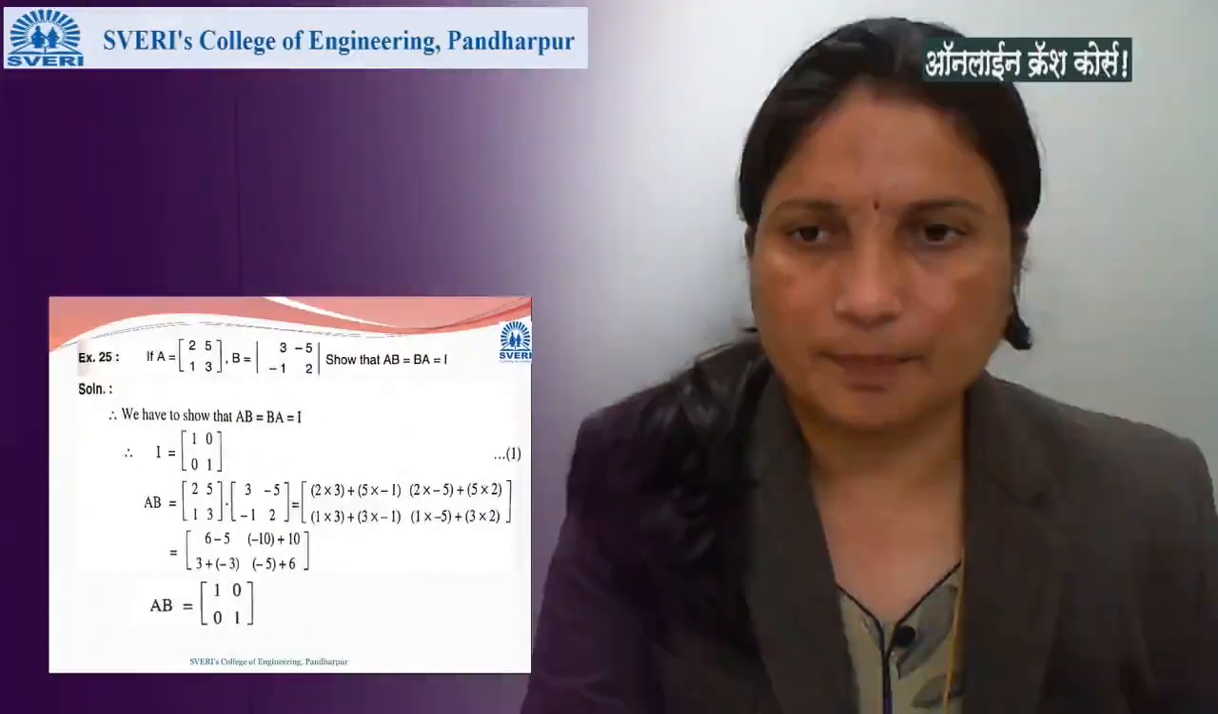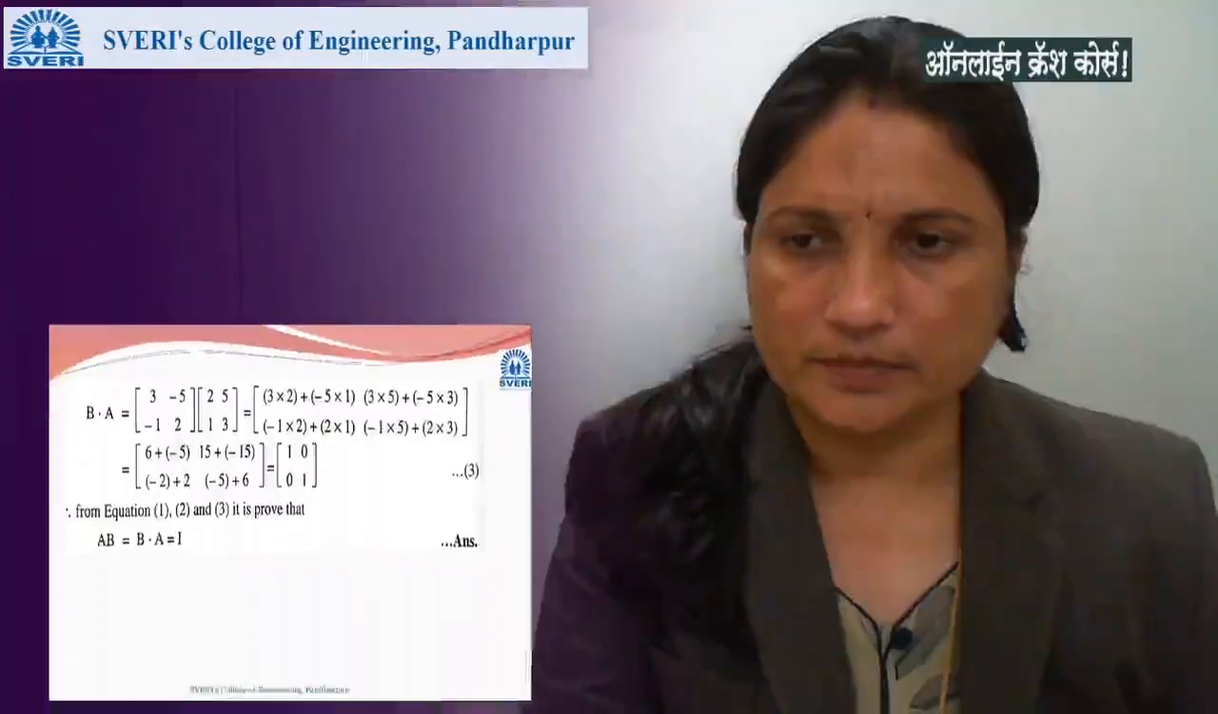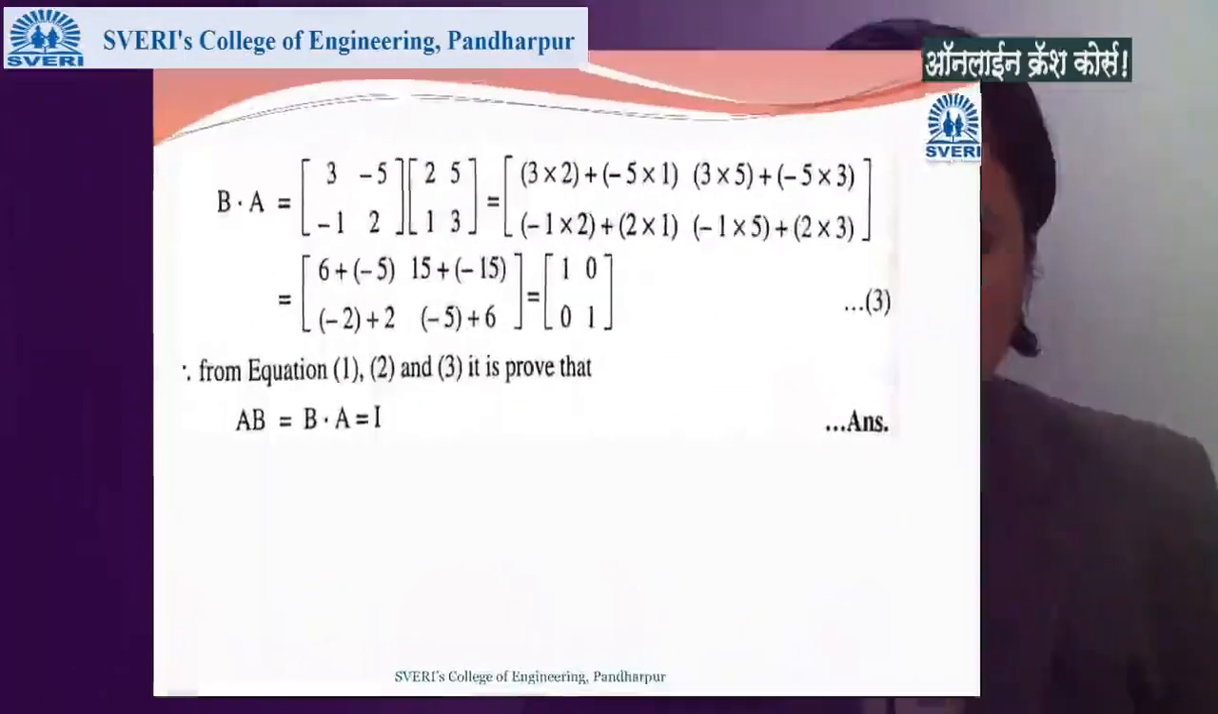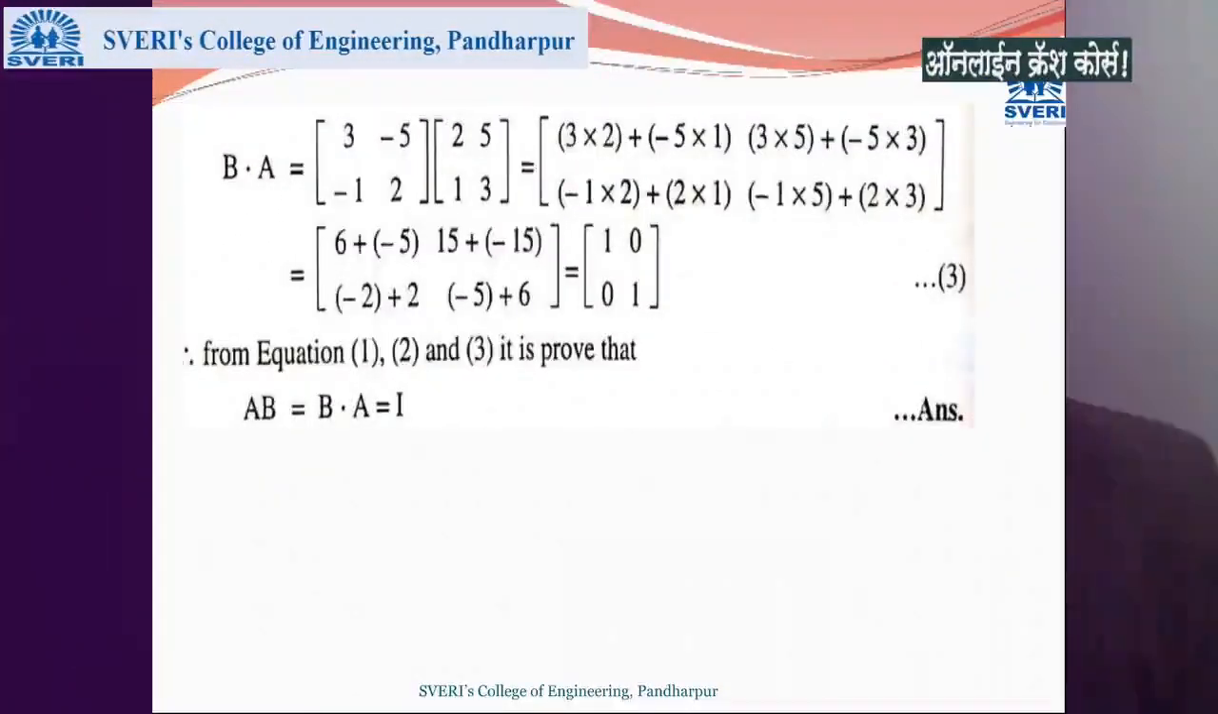Similarly, if we take B into A, so B into A will be 3, minus 5, minus 1, 2 times 2, 5, 1, 3. Again R1C1, R1C2, R2C1, R2C2. So once again we get the identity matrix of order 2, that is 1, 0, 0, 1. Hence by using this we can say that AB is equal to BA is equal to the identity matrix I.